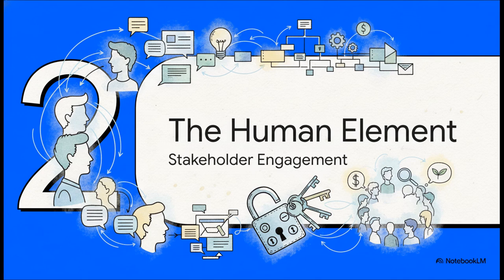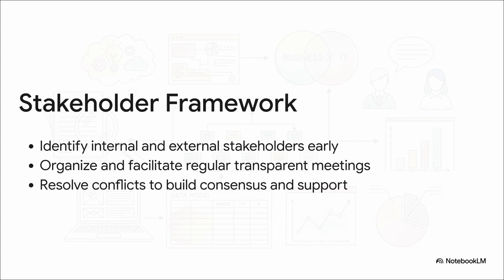Moving on to part 2, the human element, stakeholder engagement and conflict resolution. Now, the absolutely crucial point here is proactive identification. As a BA, you've got to identify all the players, internal and external, super early on. You can't just listen to the loudest voice in the room, right? You have to really analyze everyone's expectations, facilitate transparent meetings, and maybe most importantly, resolve conflicts. Because let's be real, stakeholders are going to disagree. Your job is to actively build consensus and get everyone aligned. You're basically the project's chief diplomat.